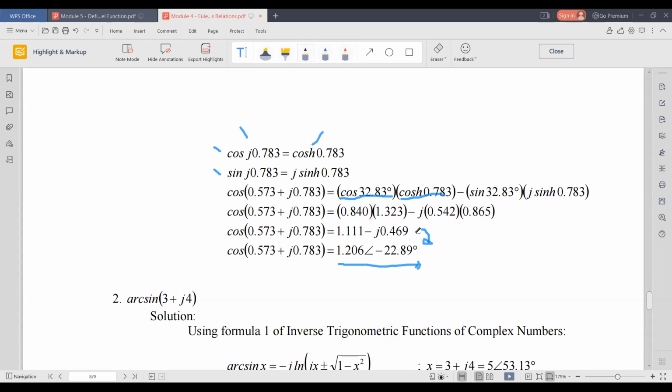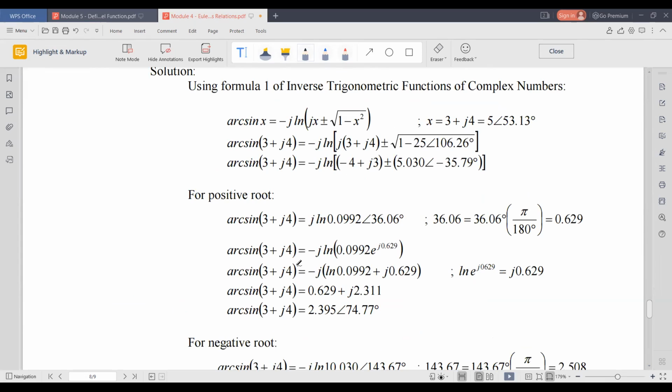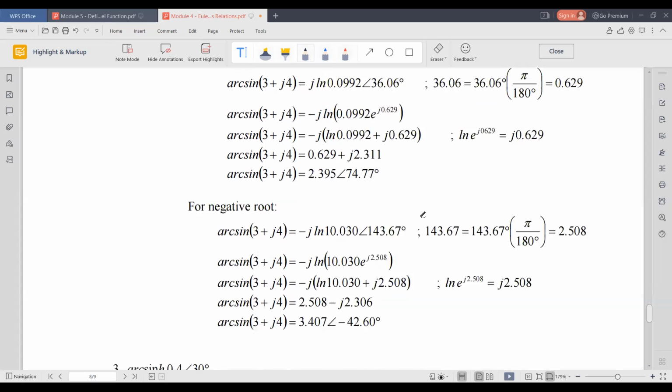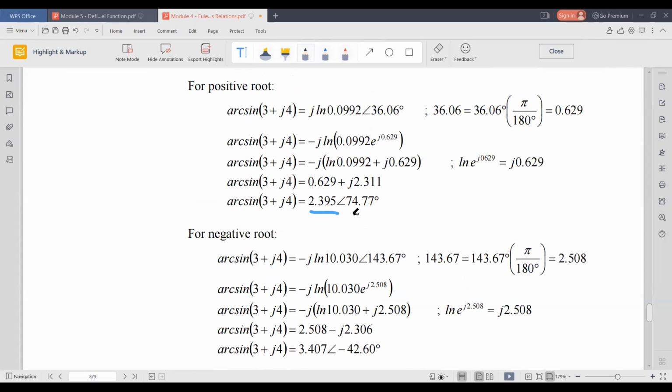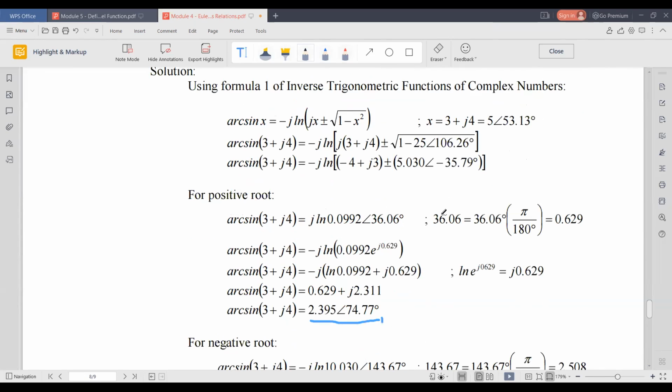Okay, ano pa? Arcsine j. So the same lang din to, no? Ito, sa second example. We identify the positive and negative root. So dalawa yung answer dito. You have your positive root and negative root. So ito yung final answer mo for positive root, and then ito yung for the negative root. It depends on the problem naman, because here we still use plus minus.